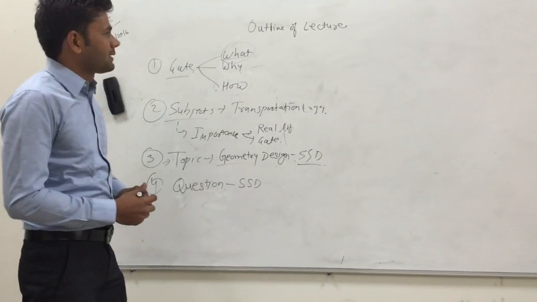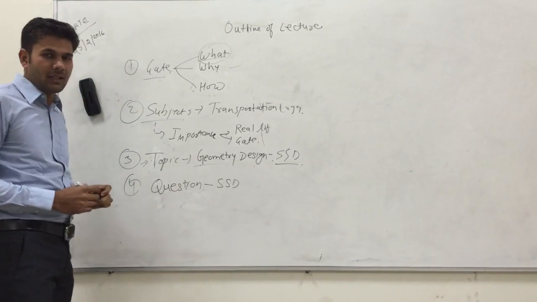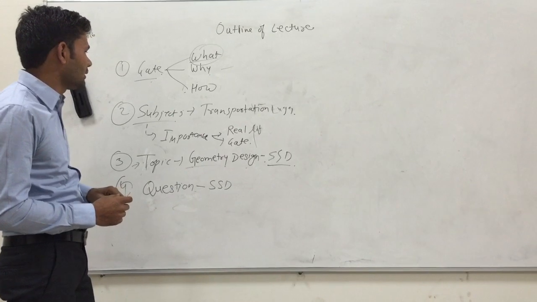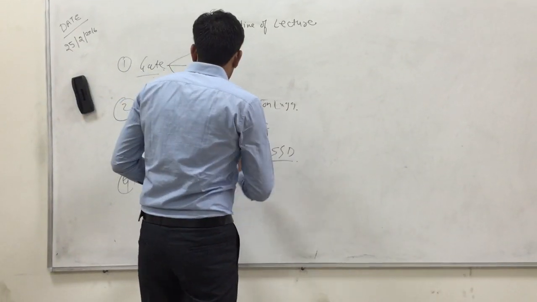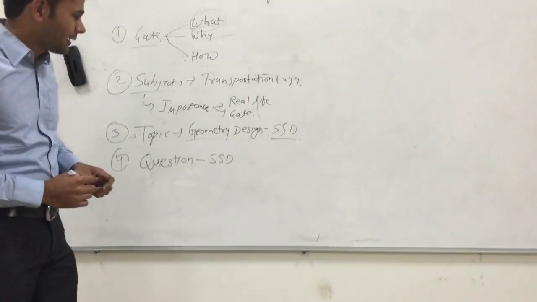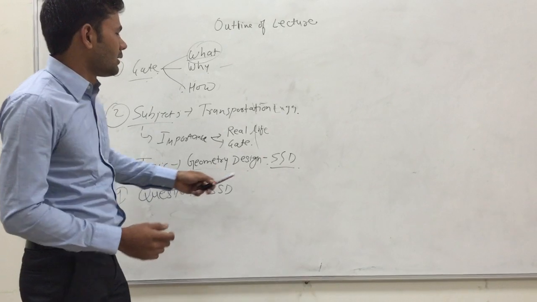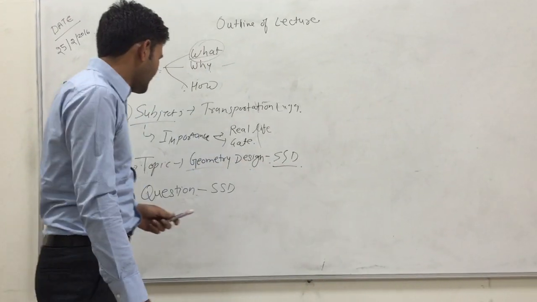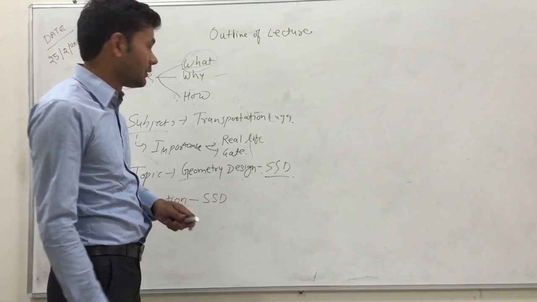The outline of today's lecture is: first, I will discuss the GATE examination. Second, the subject which I will teach you, that is transportation engineering. In this, I will discuss the importance of this subject in real life as per the GATE concept. And third is the topic, geometry design. In this, I will discuss SSD, that is stopping sight distance, and finally the question which is based on finding the SSD.